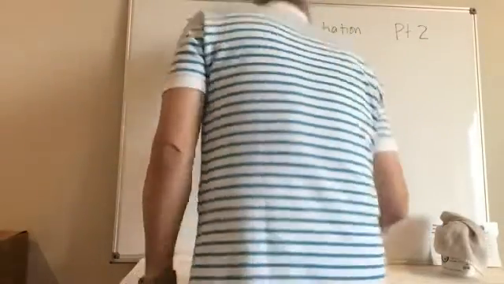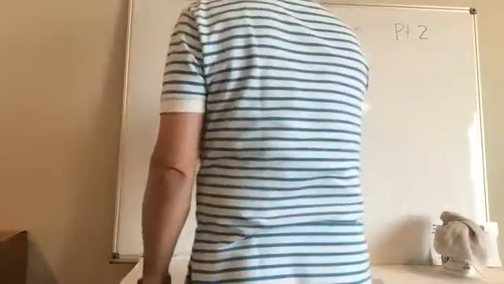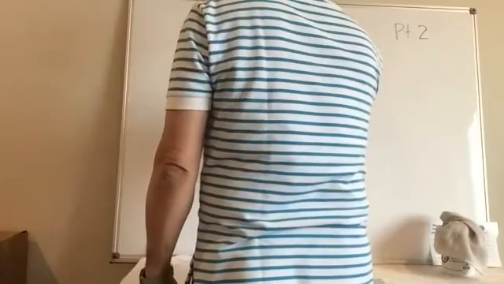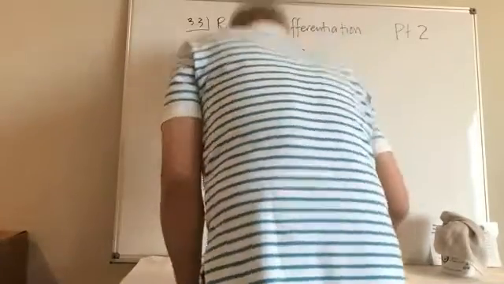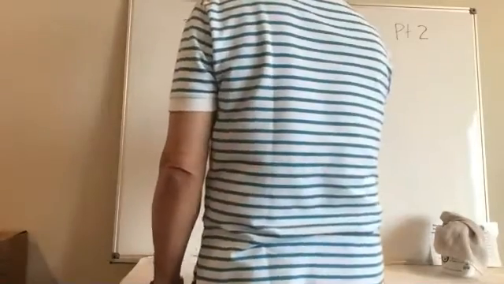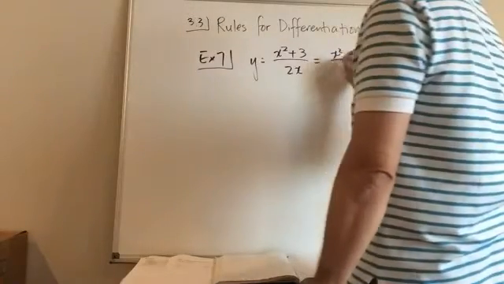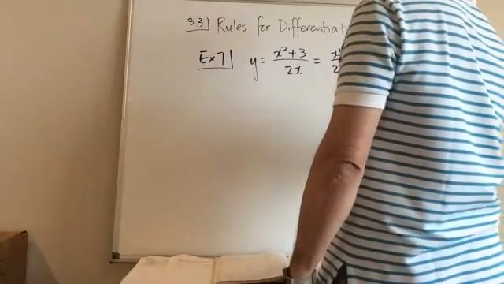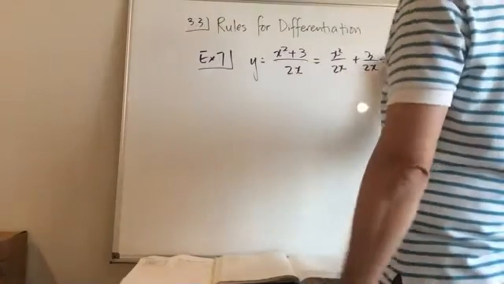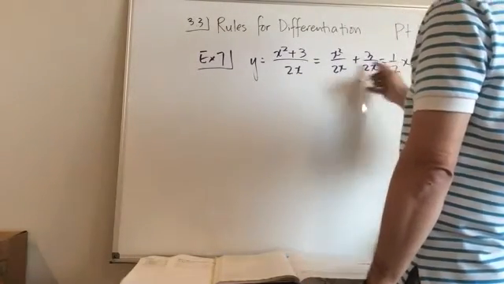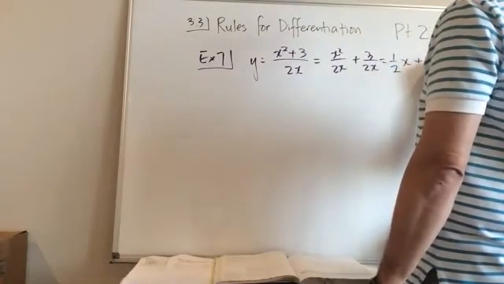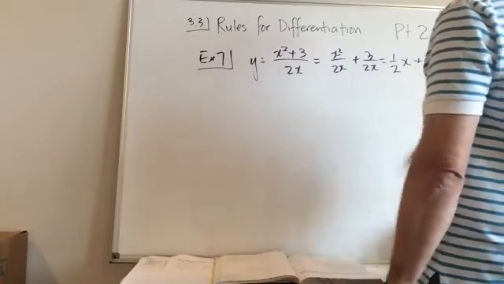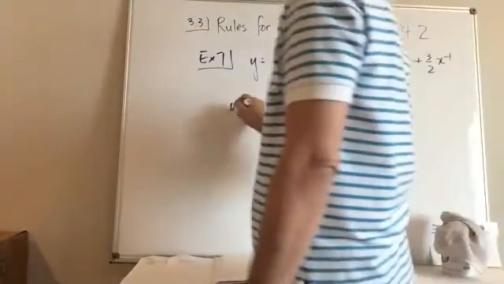y is equal to x squared plus 3 over 2x, which is the same as 1/2 of x plus 3/2 x to the minus 1. So now I'm going to take the derivative of this, y prime.